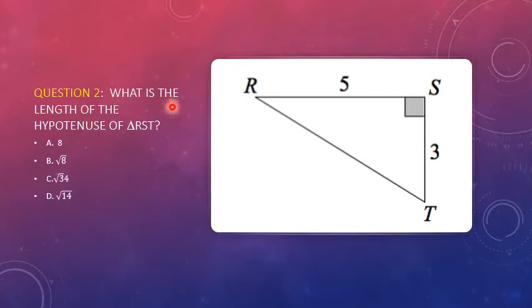Question 2. What is the length of the hypotenuse of triangle RST? Is it A, 8 units, B, the square root of 8 units, C, the square root of 34 units, or D, the square root of 14 units? Your time starts now.